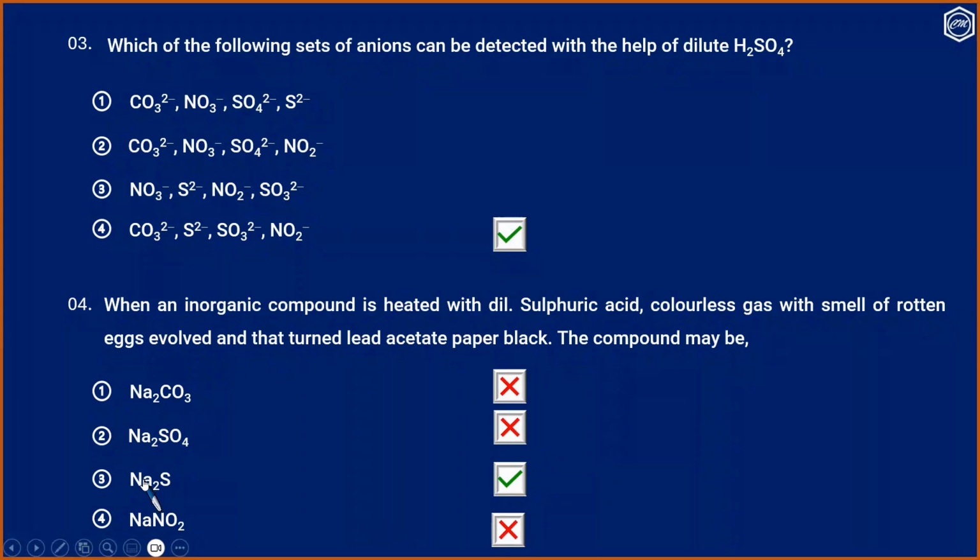Sulfides, when heated with dilute sulfuric acid, produce hydrogen sulfide, which has the smell of rotten eggs. With lead acetate, it produces lead sulfide, which is black in color.